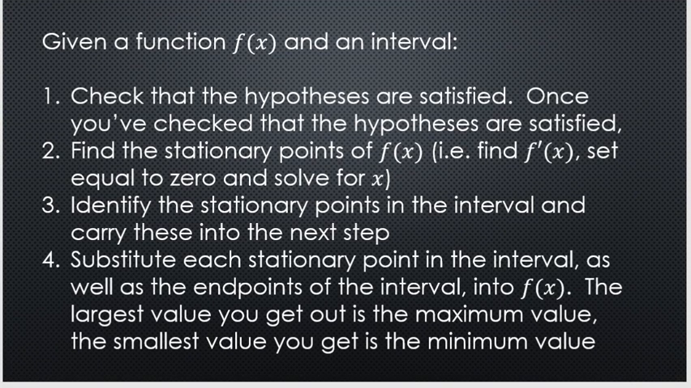Once you've taken the stationary values that lie in your interval, you're going to take each of those, as well as the endpoints of the given interval, and you're going to substitute each of these into your function f of x. When you do, you're going to come up with some numbers, and the largest value that you get is going to be your maximum value, and the smallest value that you get from plugging in each of these numbers is going to be your minimum value.